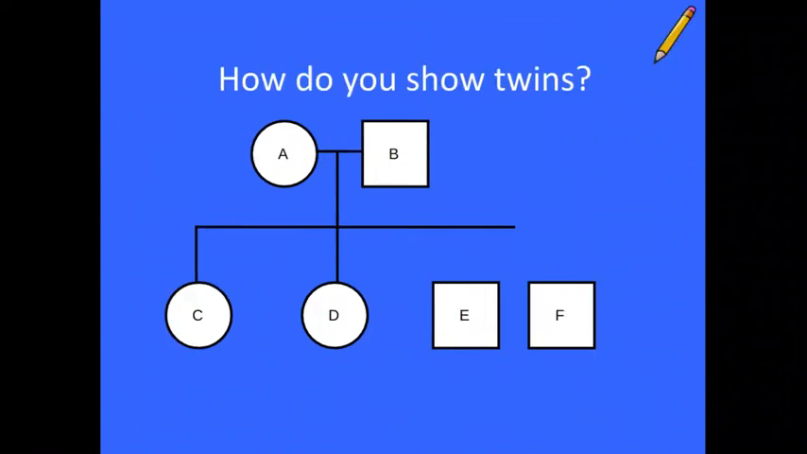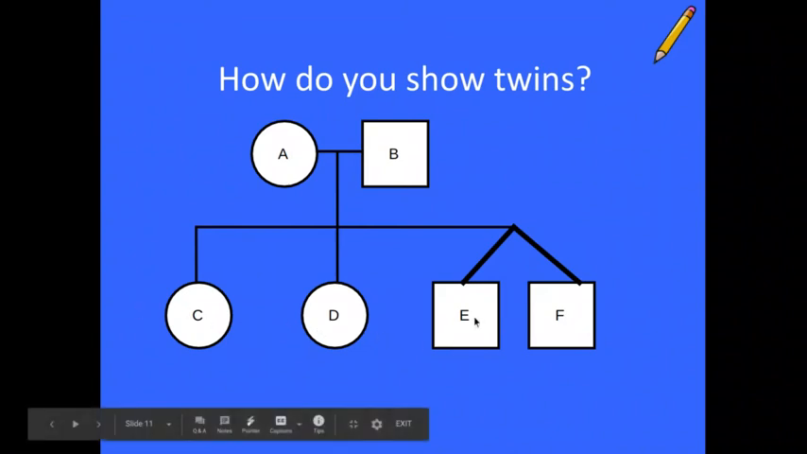So how do you show twins in a pedigree? That was those two lines that we saw in the previous slide. In this pedigree, couple A and B had four children. They had two daughters before they had a set of identical twin sons.